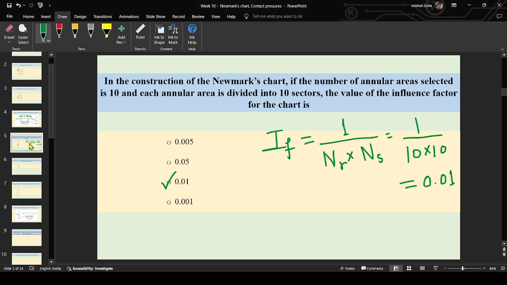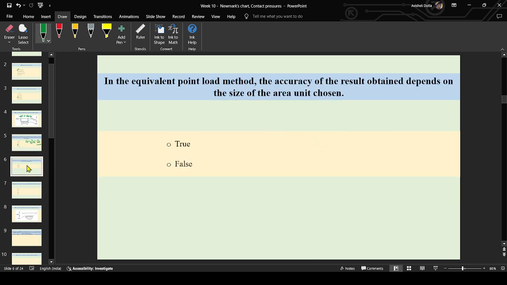Okay. Next question. In the equivalent point load method, the accuracy of the result obtained depends on the size of the area unit chosen. Is it true or false?